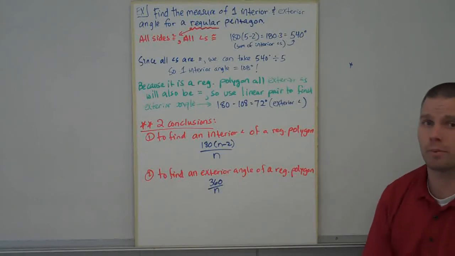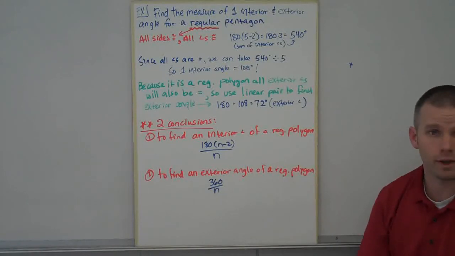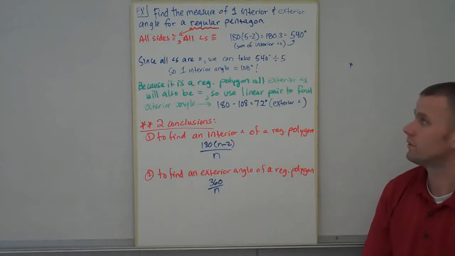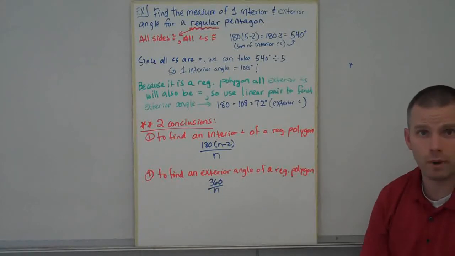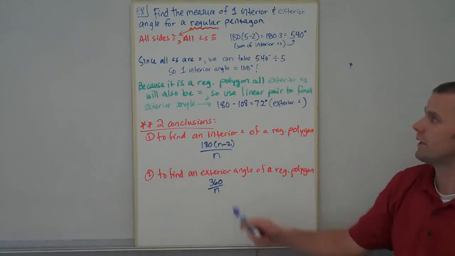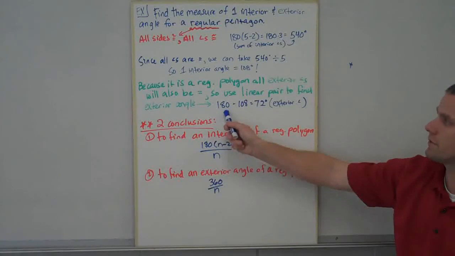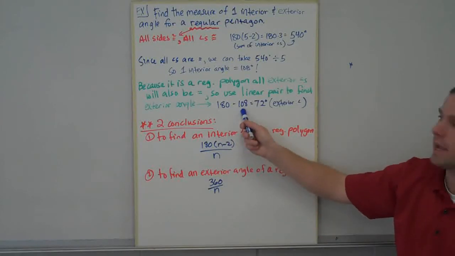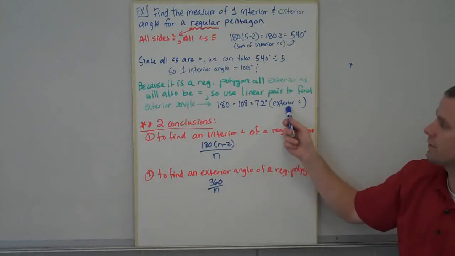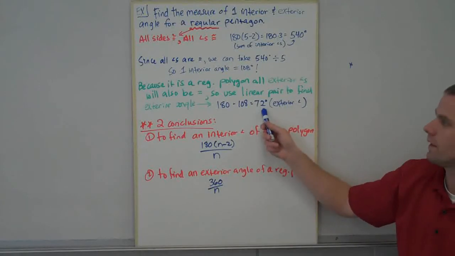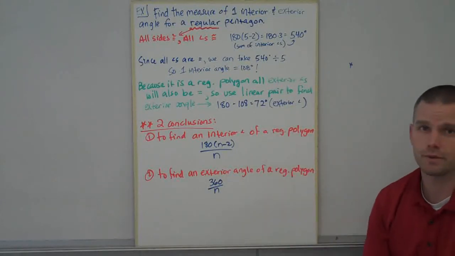Now, since it is a regular pentagon, all the inside angles are the same. That means that all the exterior angles will be the same as well. So, if I, again, use my knowledge of linear pairs, I should just be able to take 180 degrees, subtract 108, and find out that each exterior angle of my pentagon is going to be 72 degrees.